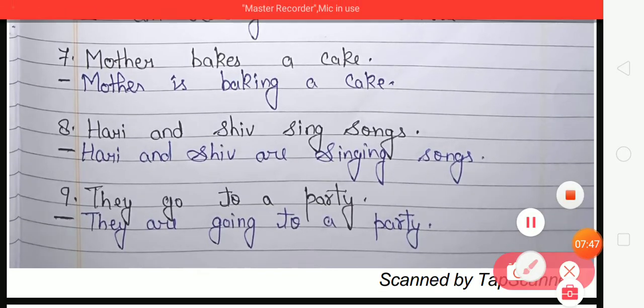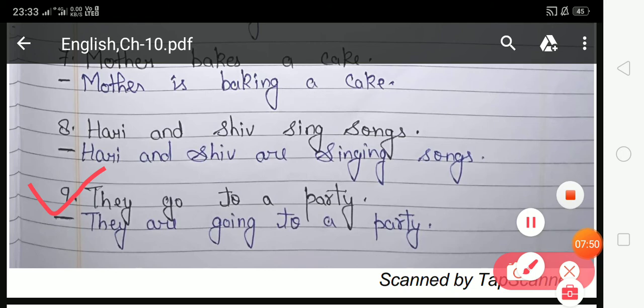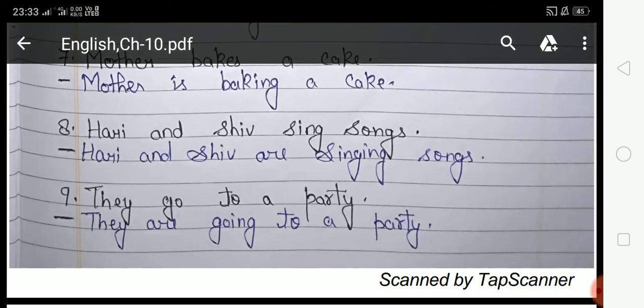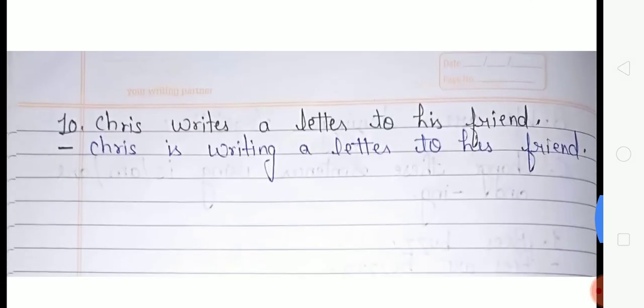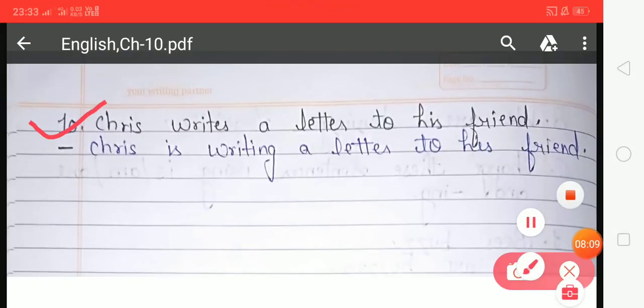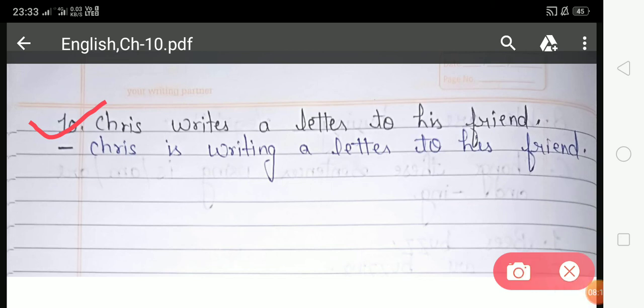Now look at 9 number, they go to a party. Now look at the answer, with they we use are, and in the action word you have to use ing, so the sentence will become they are going to a party. Now look at next, and that is the last one, Chris write a letter to his friend. So student, here Chris is the name of only one person, and we always use is with singular, and in the action word you have to use ing, so the sentence will become Chris is writing a letter to his friend.